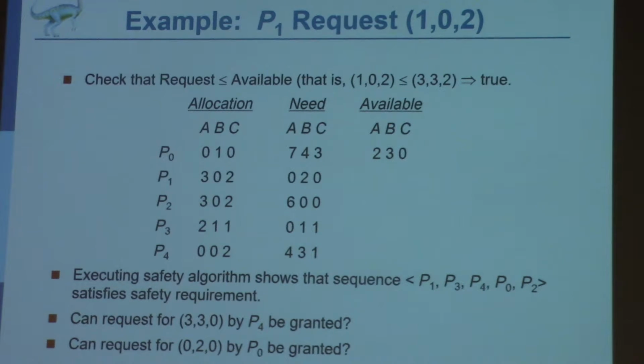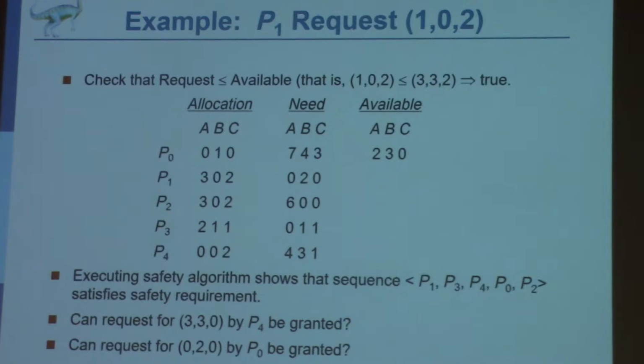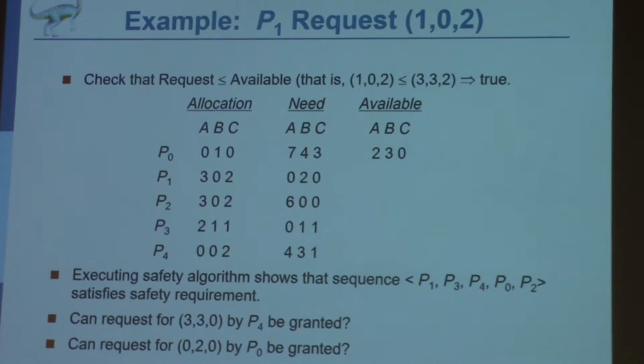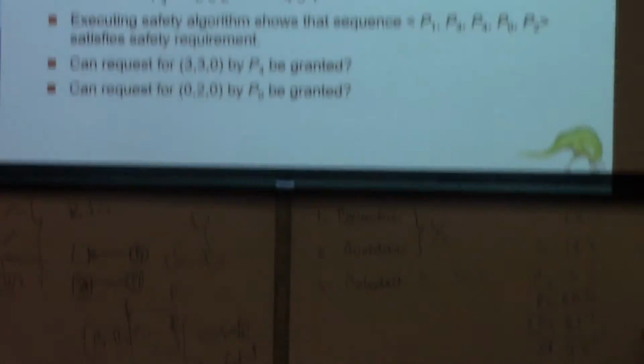So this one is accepted and the allocation will be changed. So this is P1, and the others are the same. So available right now is 2, 3, 0. This is the status if we accept the request of 1, 0, 2 for P1. Okay? So at that time, can we find the process list that will be terminated successfully?